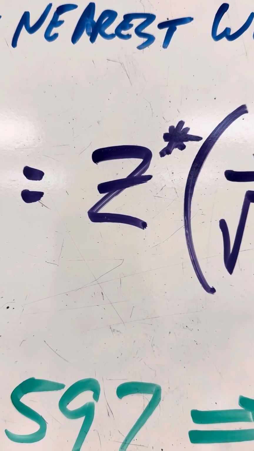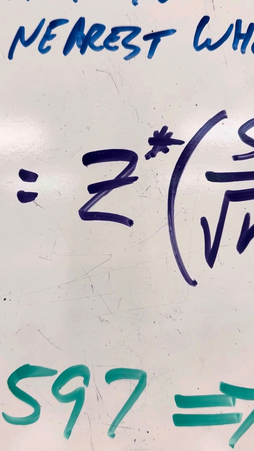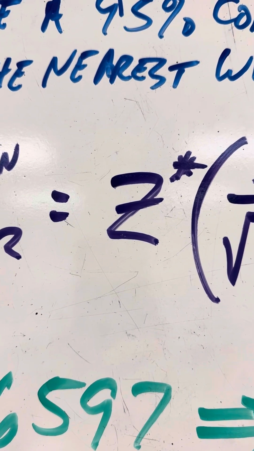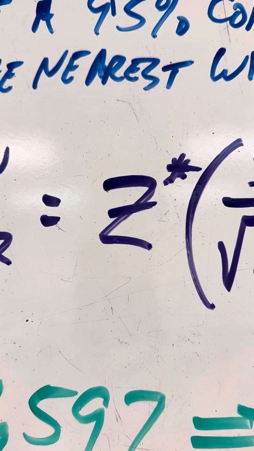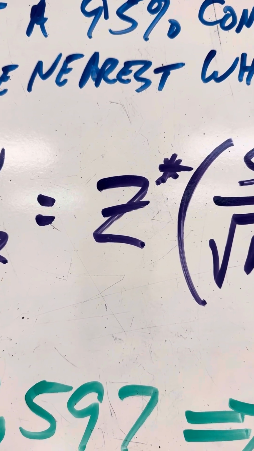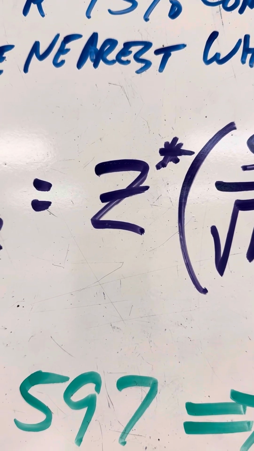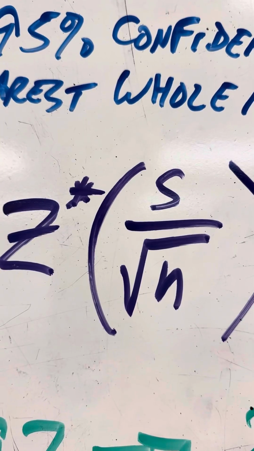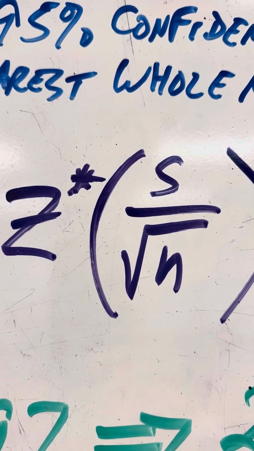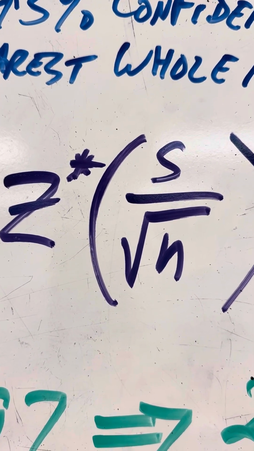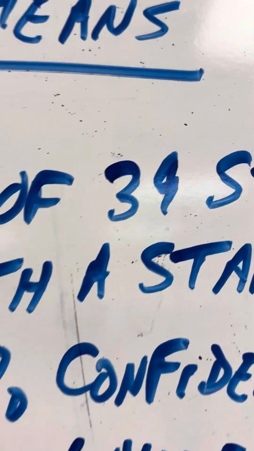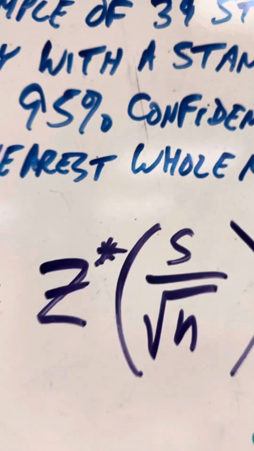Of course, if it was 68%, that would be a z of 1, right? Because 1 standard deviation is 68%. 3 standard deviations would be if it was 99.7%, okay? But this is 95%. So z times s divided by the square root of n. S is the standard deviation, and n is the number, in this case, 39 students, okay?